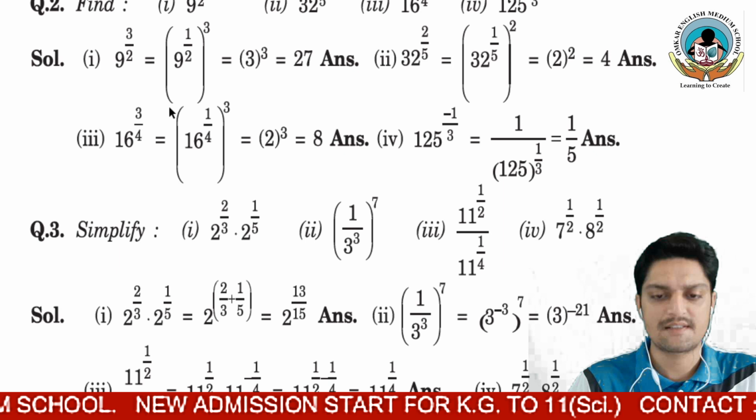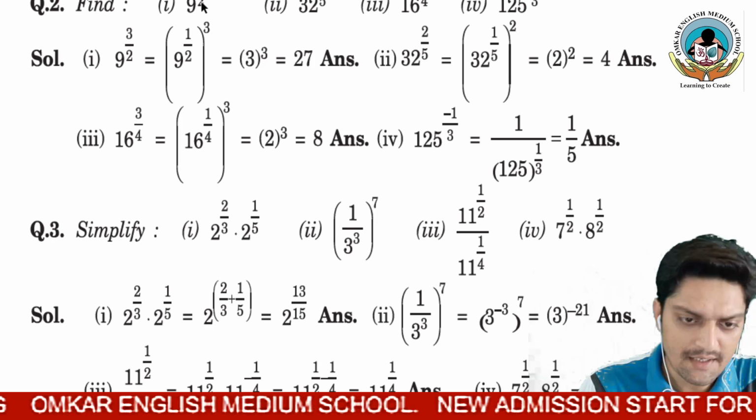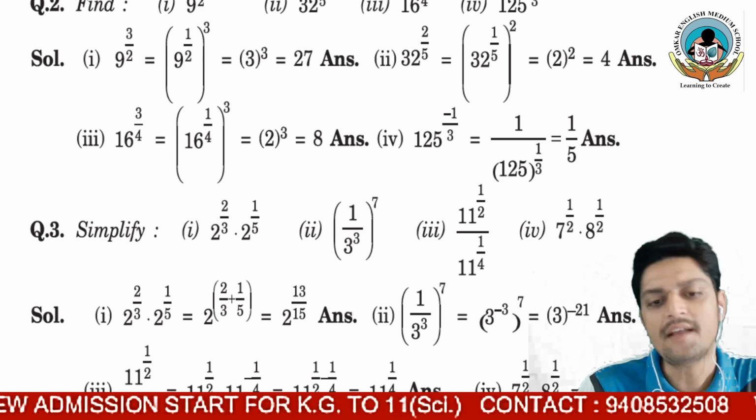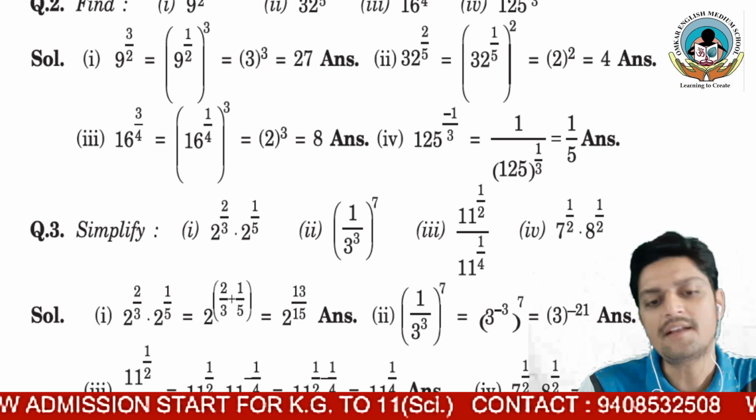So now let me come again on track. 9 raised to 3 by 2. So first, in this kind of question, when it is given like 3 by 2, it means that first we have to find the denominator, and after finding the denominator, whatever answer comes, then you have to find the numerator again.